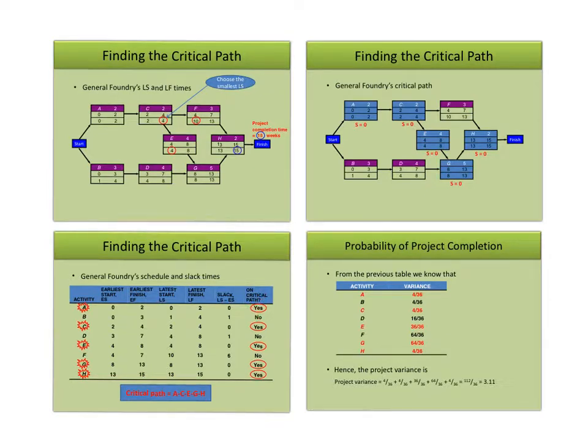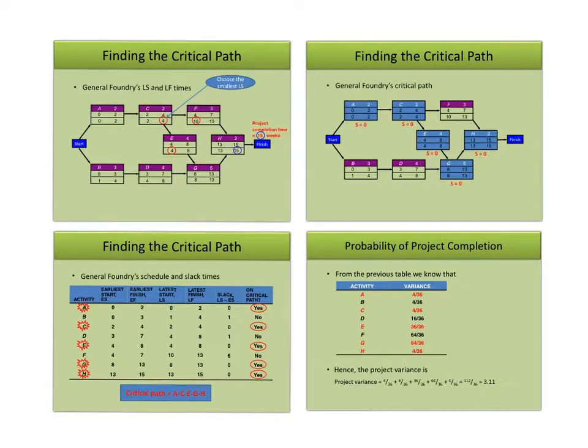So over here we can see that if these values are the same, 2 minus 2 is 0, 4 minus 4 is 0, then this activity will be on the critical path. So you can see that activities A, C, E, G and H are critical activities, and the critical path will be A, C, E, G, H. Okay, so the critical path is A to C to E to G to H.